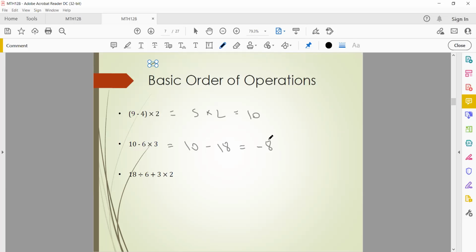Good. And then the next one you have 18 divided by 6 plus 3 times 2. For this you could do the division part and the multiplication part kind of at the same time, just so you don't have to keep rewriting the expression. So 18 divided by 6 is 3 plus, and then 3 times 2 is 6. And 3 plus 6 equals 9. So that's kind of the basics of how order of operations works.